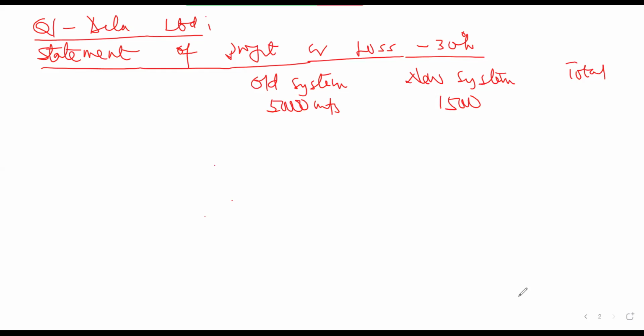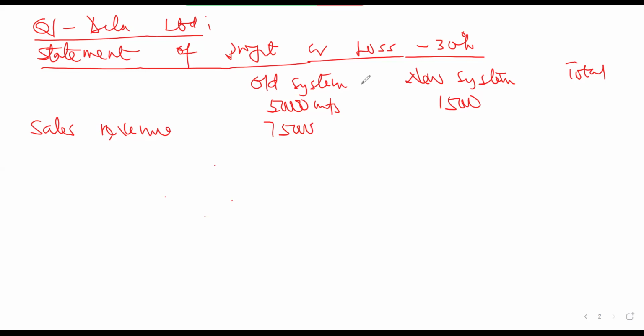So we are going to be doing one like that and one also like this. Let's come to the sales revenue. The sales revenue for the old system has been given to us already. How much is that? 750,000. Okay, 750,000.